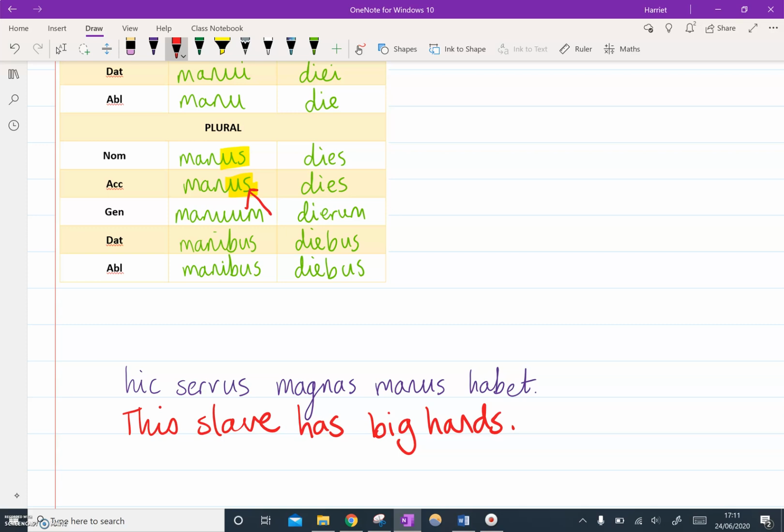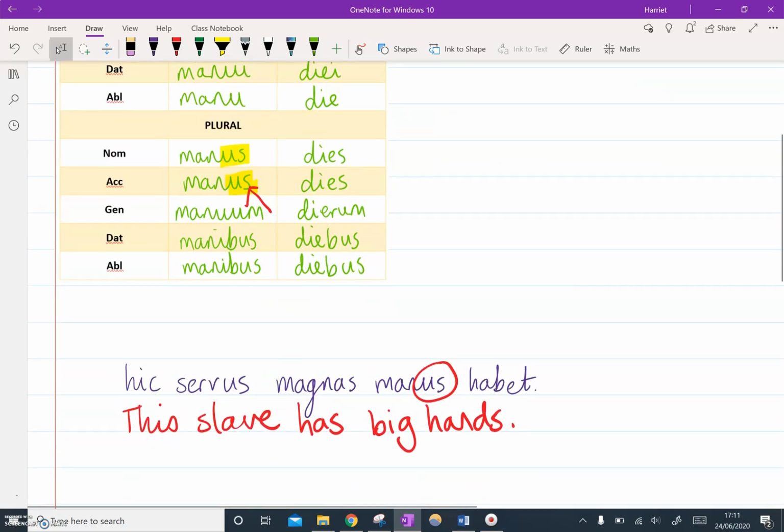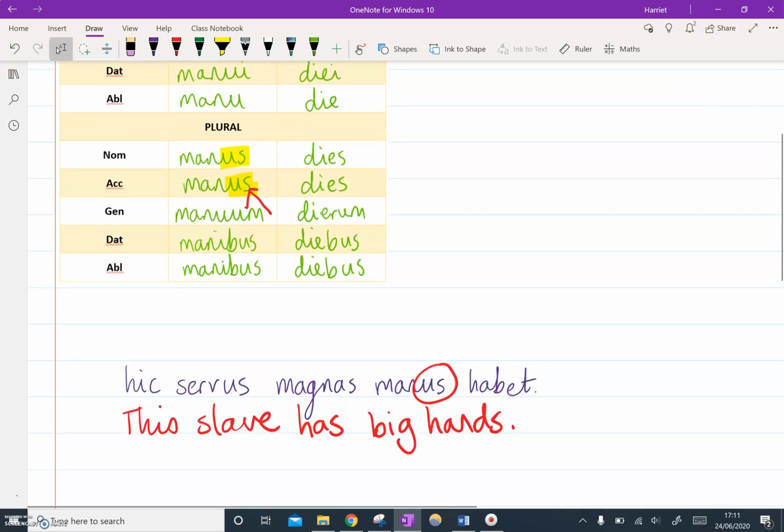Okay. So that manus there, unlikely to be the nominative because it's not at the start of the sentence. So that's knocking out already the nominative singular and the nominative plural. So then we have to decide, right, well, is it genitive or is it accusative plural? And here it is accusative plural. But watch out for that one because it can catch you out and it is a weird ending.